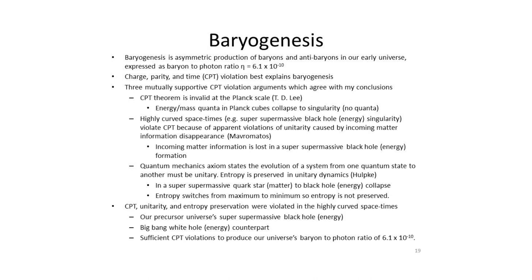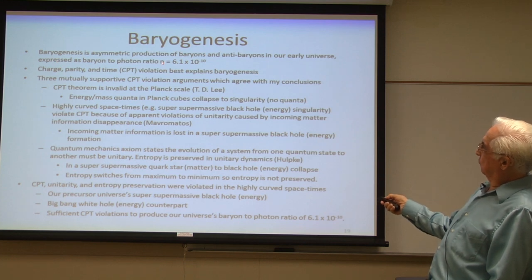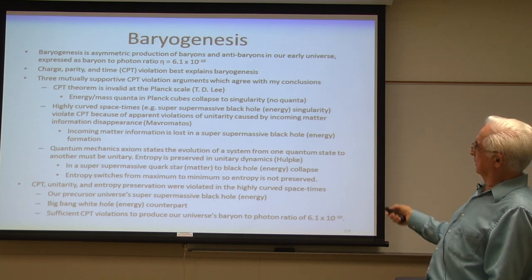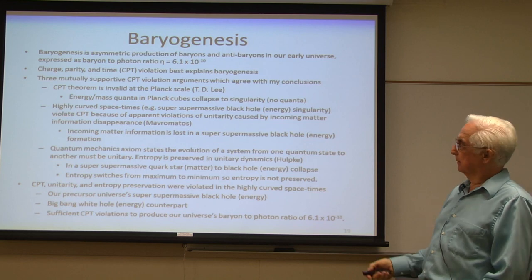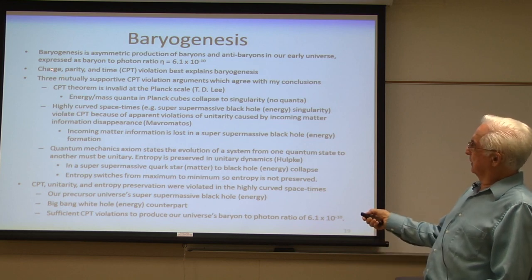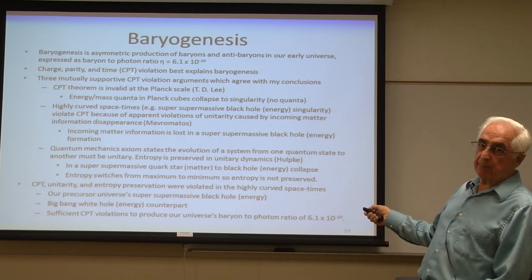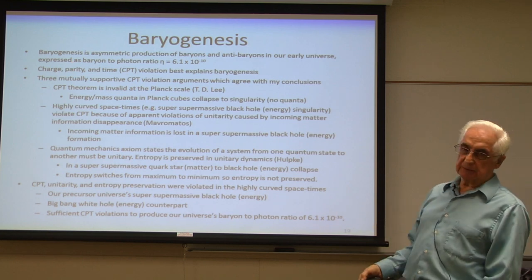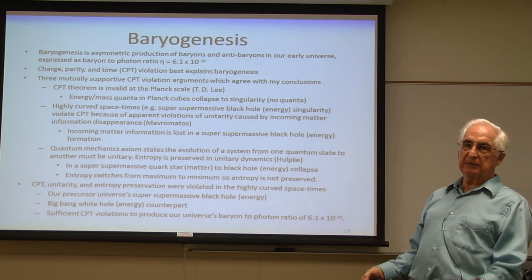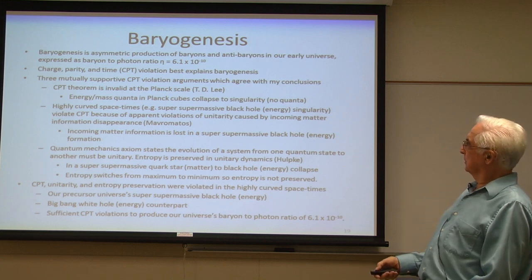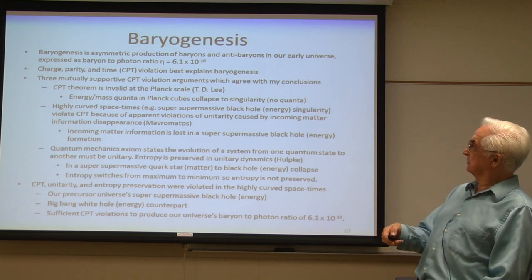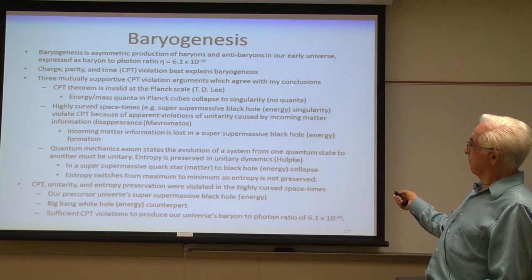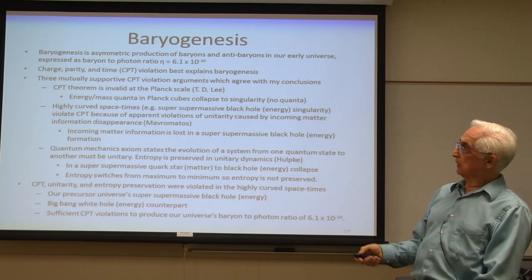Baryogenesis is the asymmetrical production of baryons and antibaryons in our early universe, and it's expressed by this ratio eta equals 6.1 times 10 to the minus 10th. In my judgment, charge parity and time (CPT) violation best explains baryogenesis. There are three mutually supporting CPT arguments which agree with my conclusions.